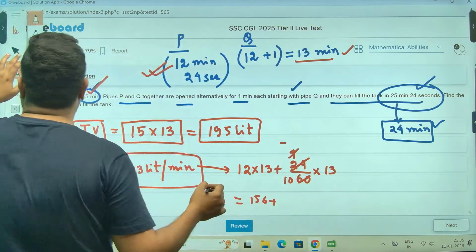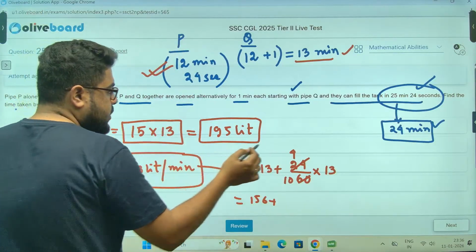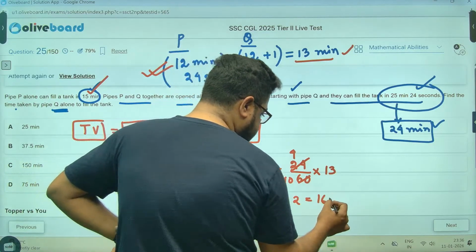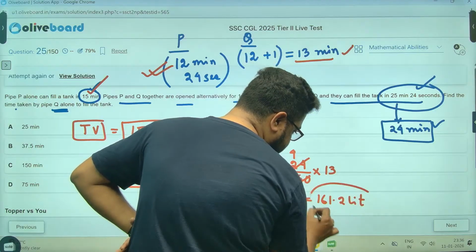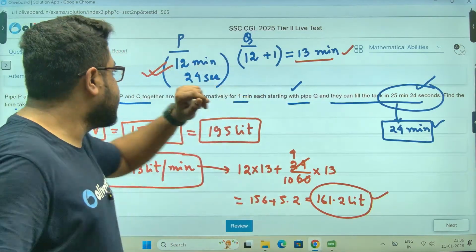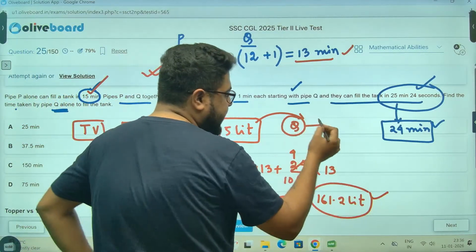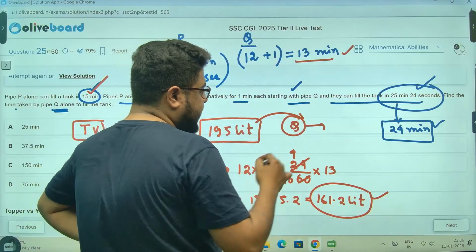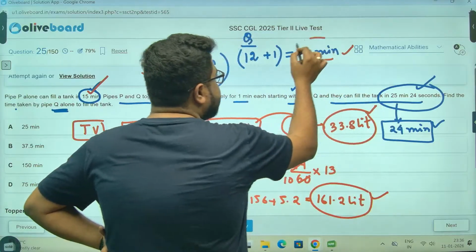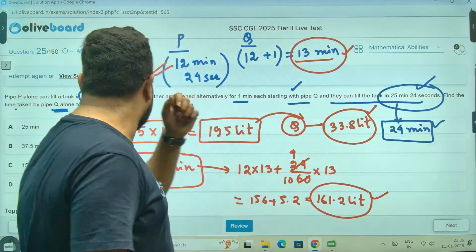Let's not do the calculation. So this is 52, meaning 5.2, sir. 161.2 liters. This much water was filled by P only. So Q has filled the rest. So total volume was 195. So Q has filled how much? 195 minus this. So 160, 35, 34, 33.8 liters, sir. And Q has taken 13 minutes to do so. Q has taken 13 minutes to do this.